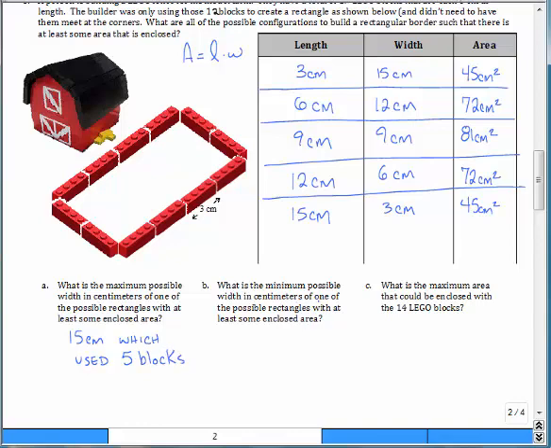What is the minimum possible width in centimeters of one of the possible rectangles with at least some area enclosed? So it's asking which is the smallest width, and that would be 3 centimeters, which used just 1 block.